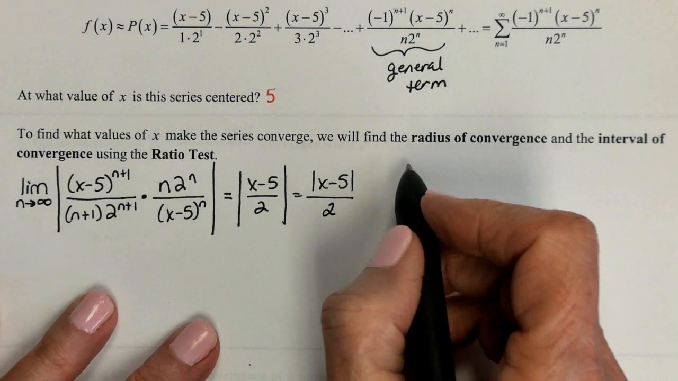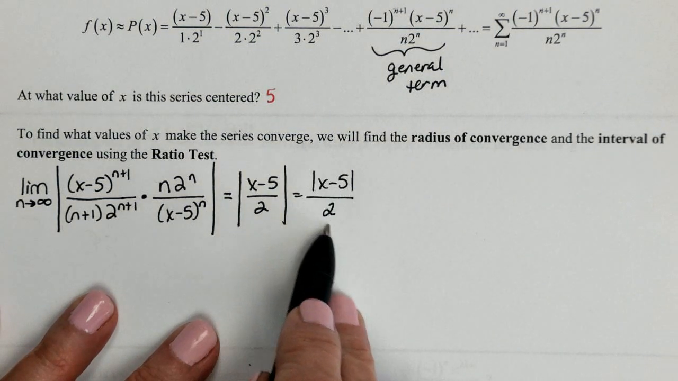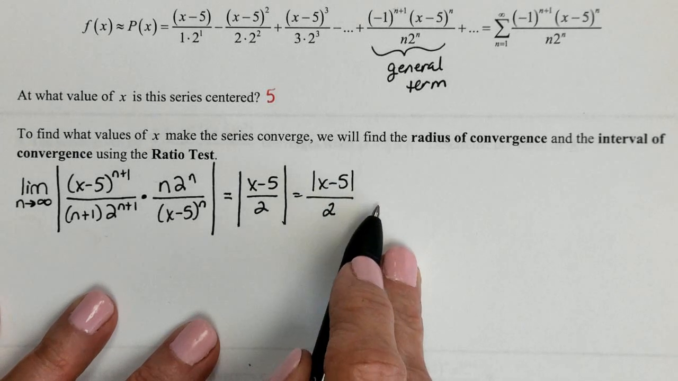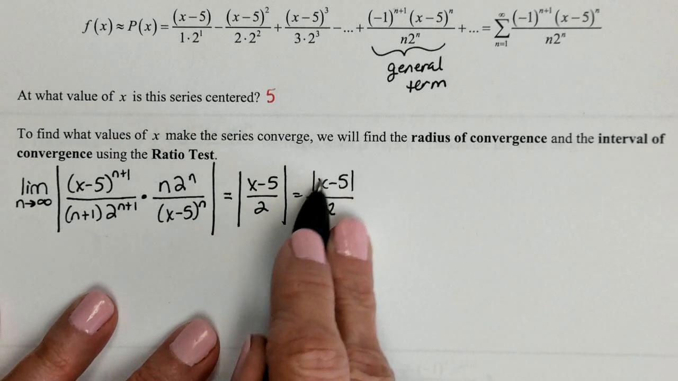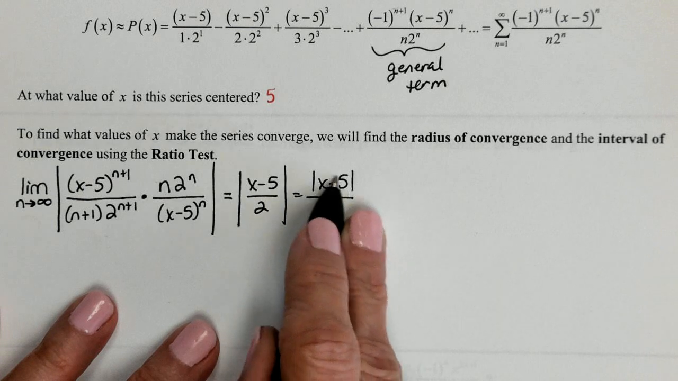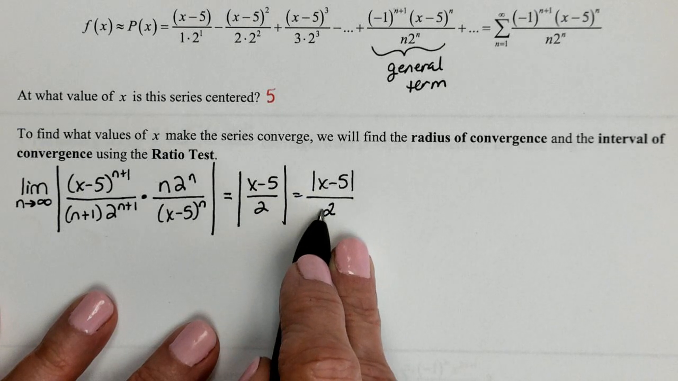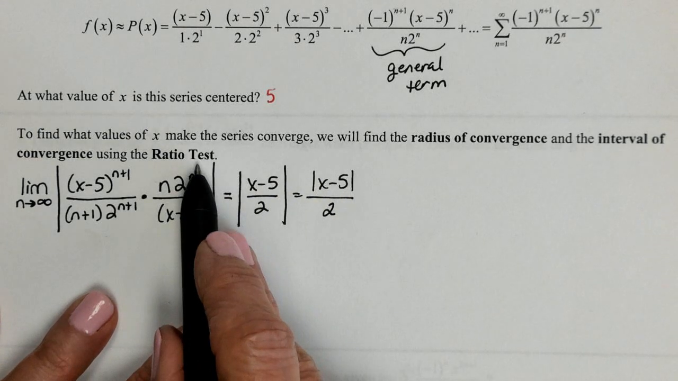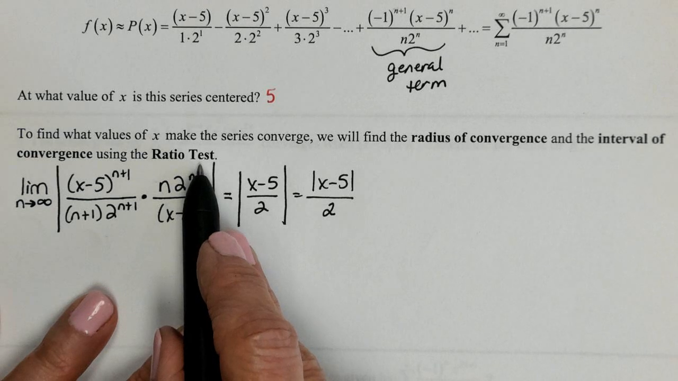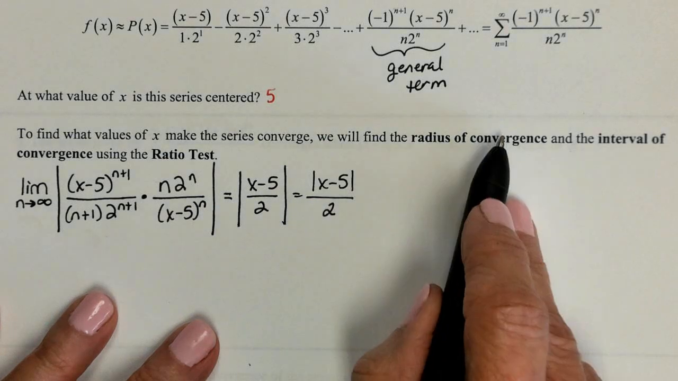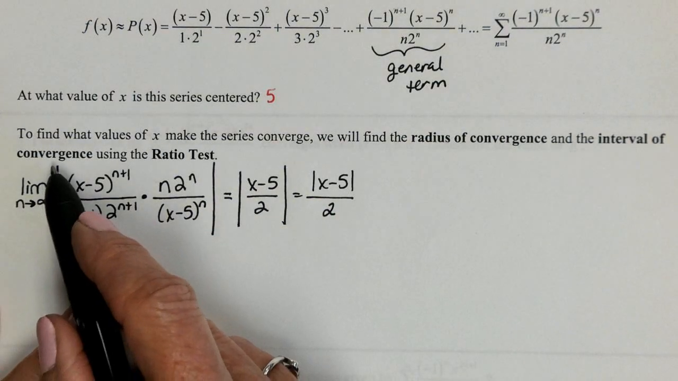Now, in our last unit, we didn't have x's, and we would just get a number here. What did we do with that number? We compared it to 1. If this number was bigger than 1, we said that the series diverged. If this number was less than 1, we said that the series converged. If this number was equal to 1, the ratio test did not work, and we had to use a different test.